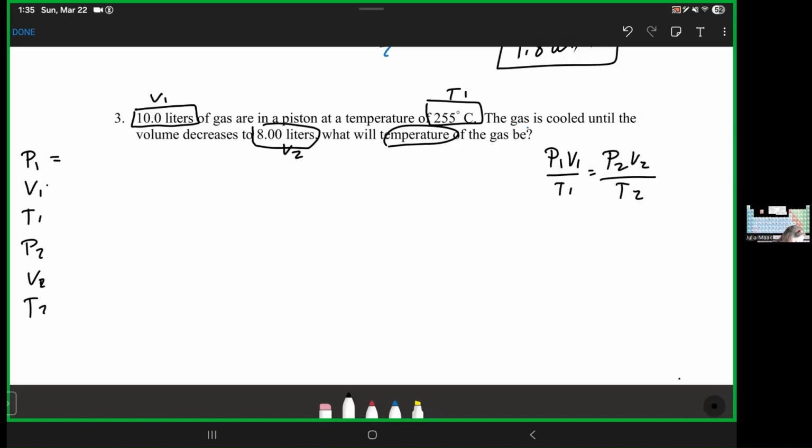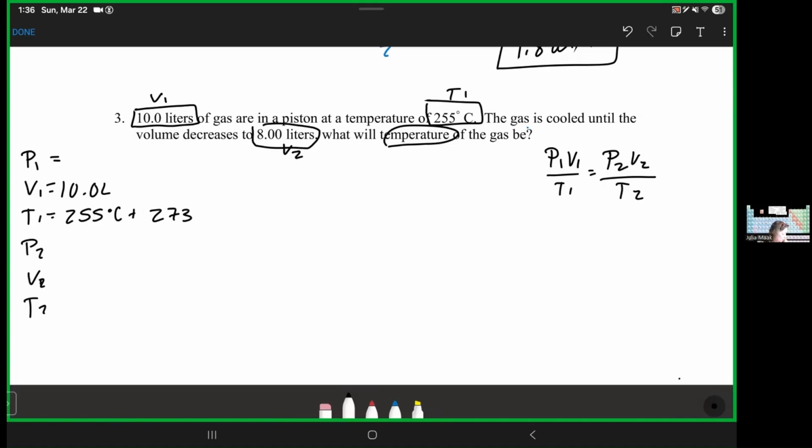My first volume is 10 liters. My first temperature is 255 Celsius, so we have to add the 273 to that. Remember the 0.15 drops off. I don't know if you remember that from the last video, but if there's no decimals in your given temperature, you don't really need to worry about the 0.15 because our answer is going to be in 0 decimal places, and the 0.15 will not round the number up.